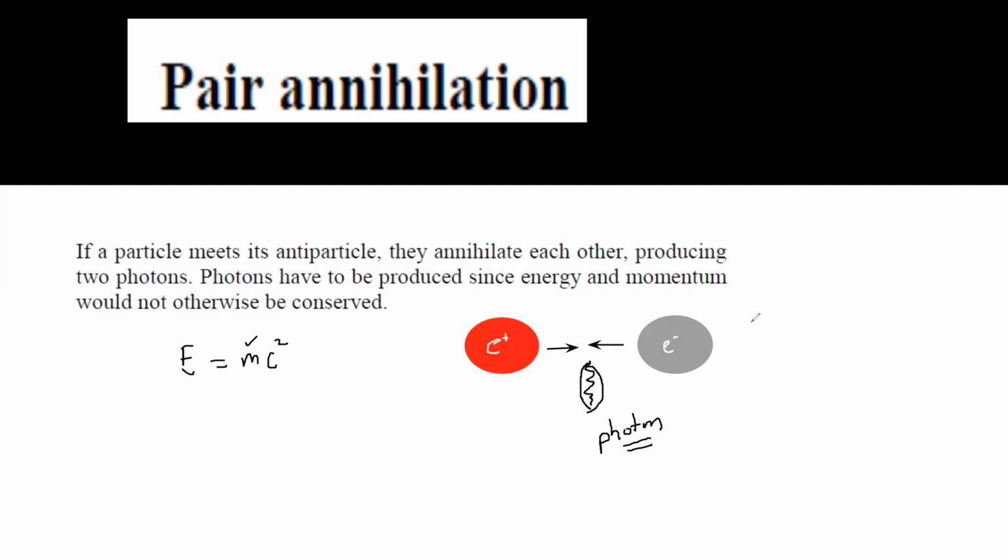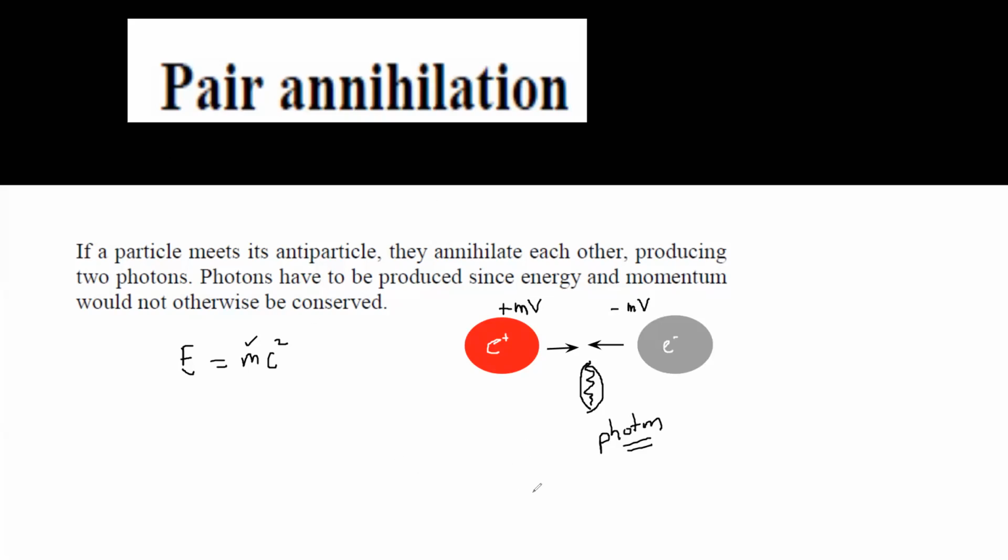The initial momentum is zero. Why is the initial momentum zero? Because if the momentum of this particle is mv, the momentum of this particle is also mv. They are moving with the same speed and have the same mass. But if they are moving in opposite directions, what is the original momentum? So if the original momentum is zero, the final momentum should also be zero.